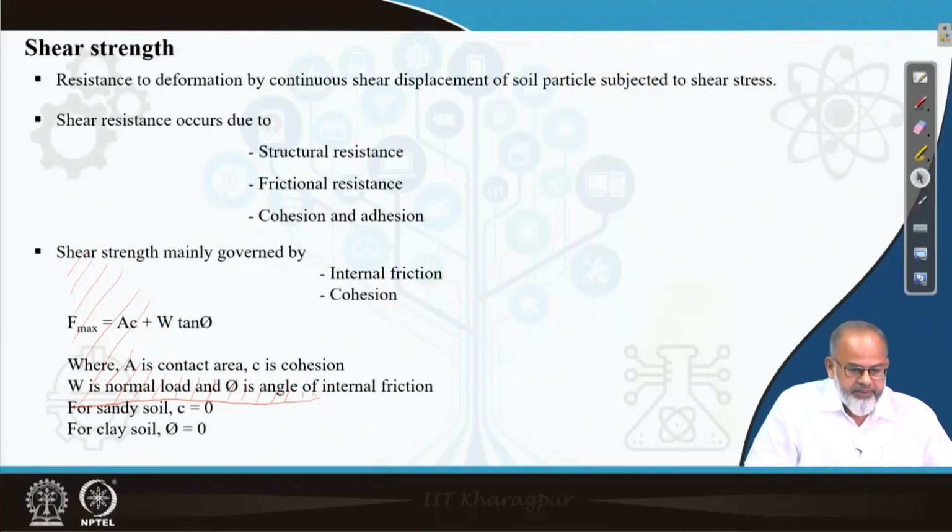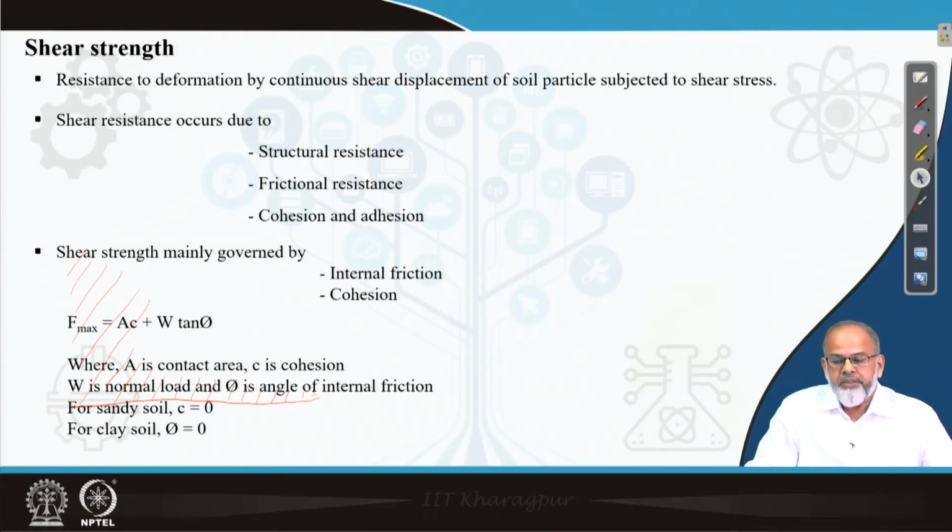Now comes shear strength: resistance to deformation by continuous shear displacement of soil particles subjected to shear stress. Why are you interested in this? Because when the wheel starts running, it will create some shear displacement at the interface of soil and wheel. So that's why you are interested in measuring the shear strength. Shear resistance occurs due to structural resistance, frictional resistance, cohesion and adhesion.